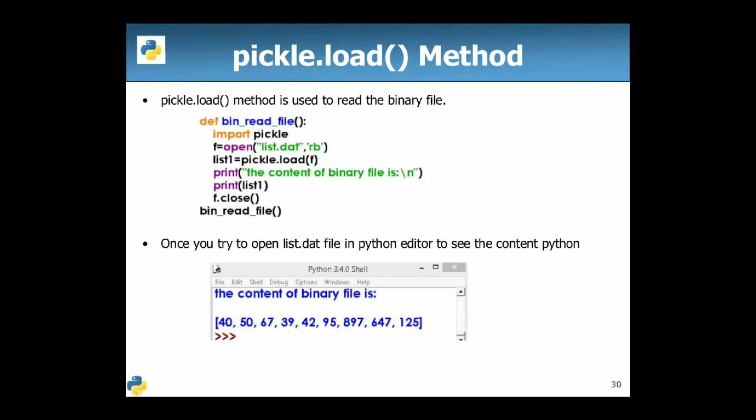Once we run this, Python is going to generate the content as it is, because it was loaded from the file into the list1 data structure, and we can see it. This process is known as unpickling using the load method. So the brief summary is that pickling is done using the dump function, and unpickling is done through the load function.